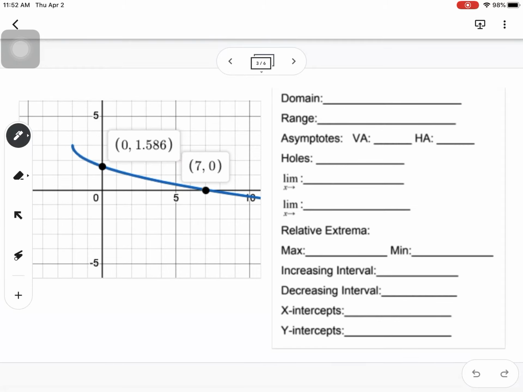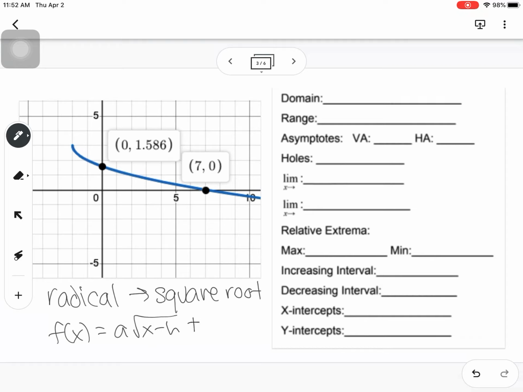This next one, from looking at it first off, I know it is a radical function, just based on the shape and talking about our characteristics from last time. This one is specifically a square root. And so hypothetically, the equation would be in this form.